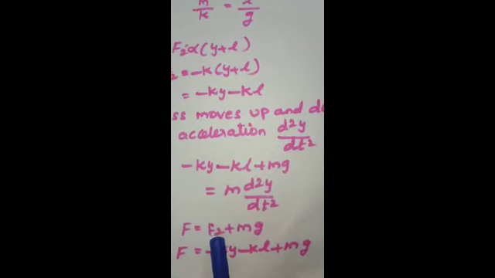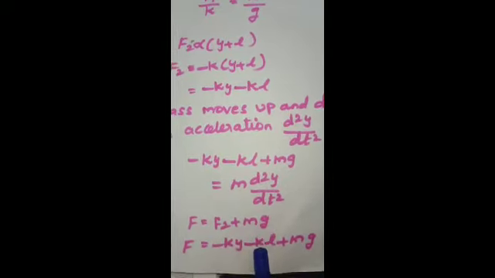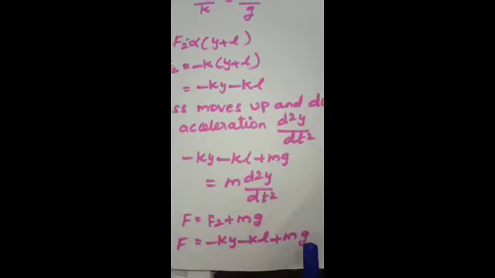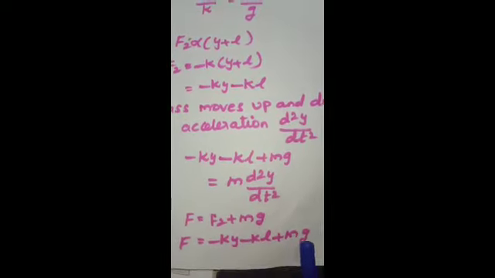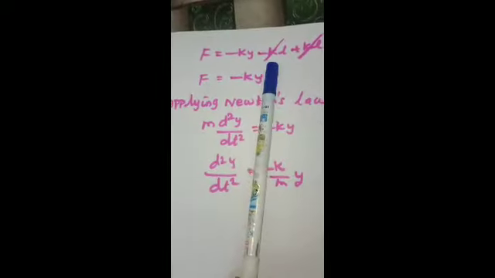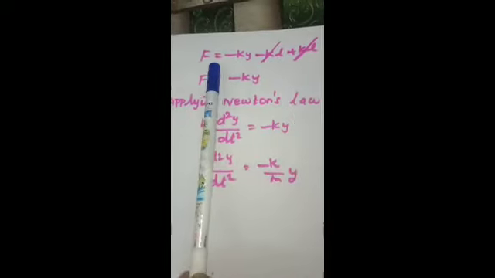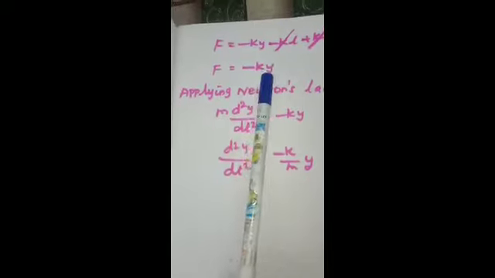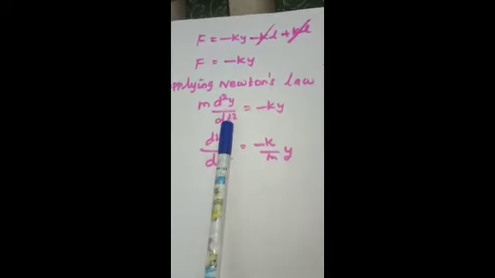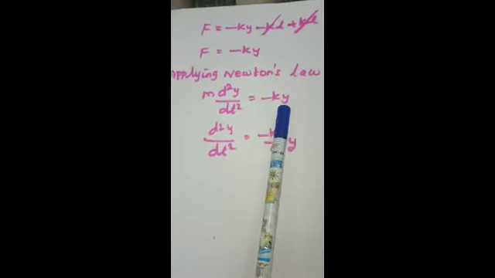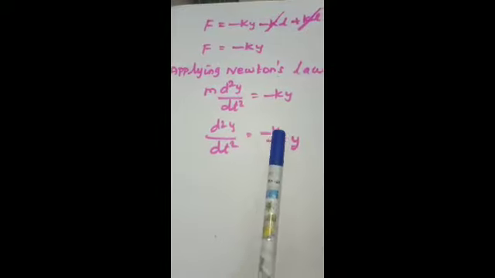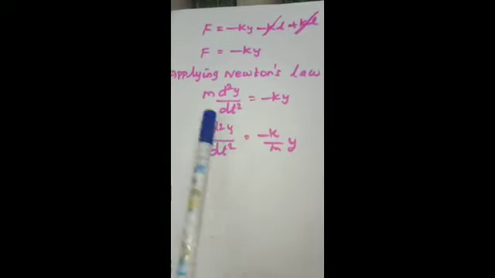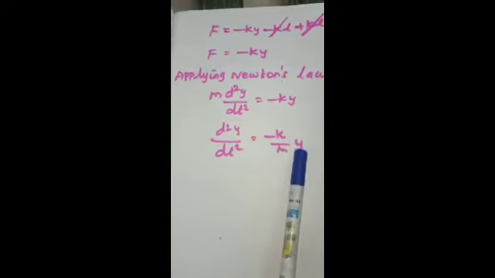So, F is equal to F2 plus mg. Here F is equal to minus ky minus kl plus mg. Minus kl plus mg cancel here. So, F is equal to minus ky. Here applying Newton's law, m into d squared y by dt squared is equal to minus ky. So, d squared y by dt squared is equal to minus k by m into y.